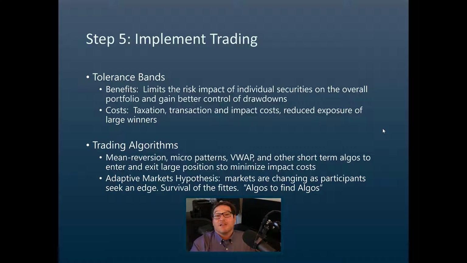The other thing that technical analysis can really help with is trading algorithms, such as mean reversion trading algorithms. Now that we have a signal, we actually have to get into it. There are ways at the micro level to help with execution, and technical analysis is uniquely designed to help with micro patterns, VWAP execution, and short-term algos to enter larger position sizes and minimize impact costs. This is a larger subject, but there's this whole concept of the adaptive market hypothesis, where markets are changing as participants seek an edge. It's survival of the fittest, algos fighting algos.